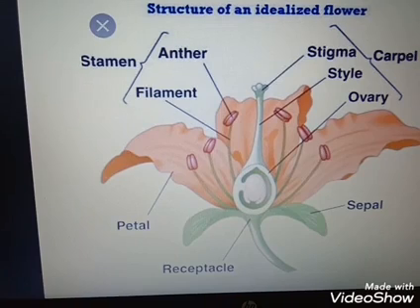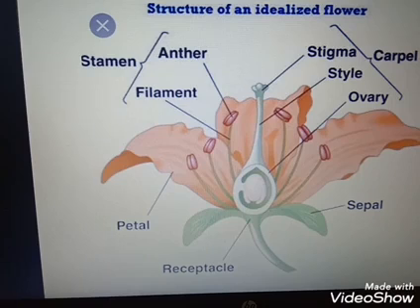Then the corolla with free petals is known as polypetalous, and when they are fused, that is known as gamopetalous, same as the gamosepalous and the polysepalous. Clear? The corolla with free petals is polypetalous, and the corolla with fused petals is gamopetalous. I think we studied all these portions last year, but surely you will forget it.